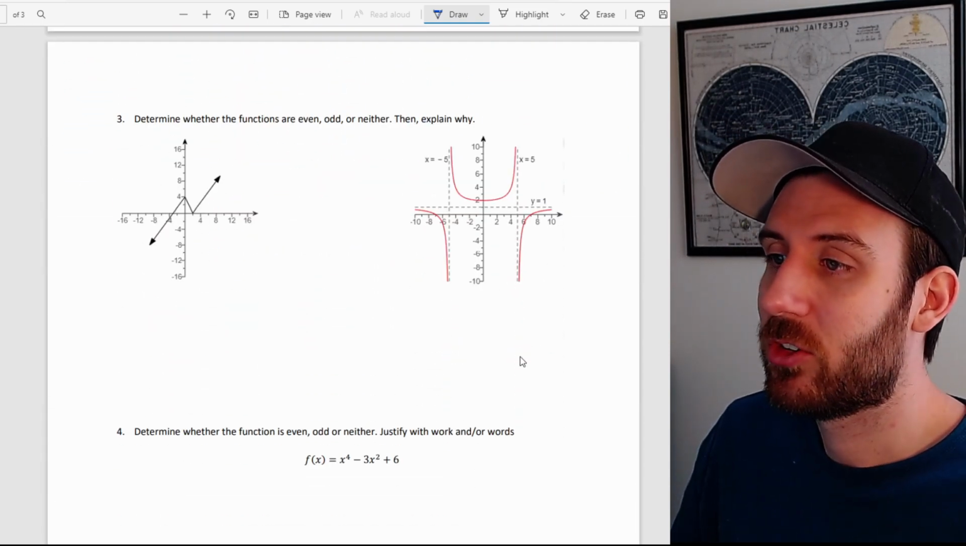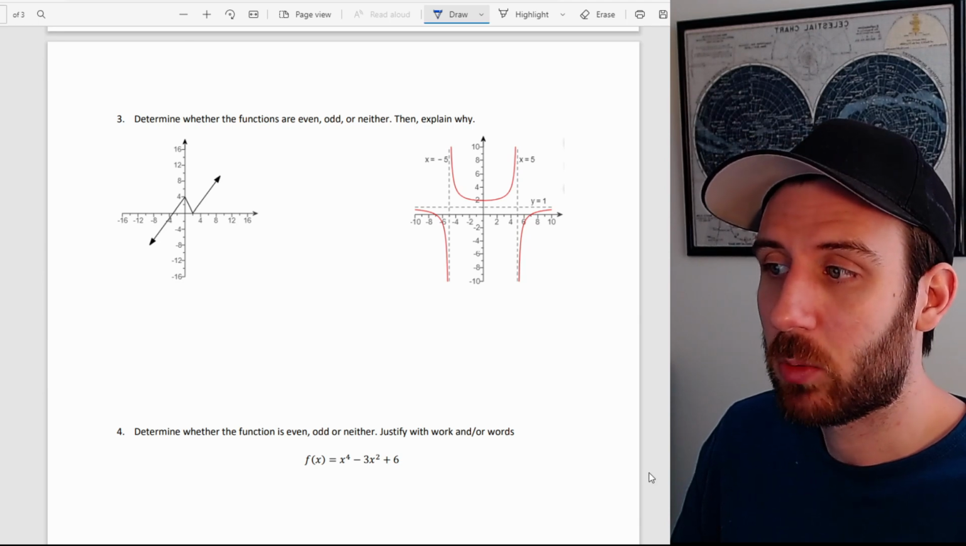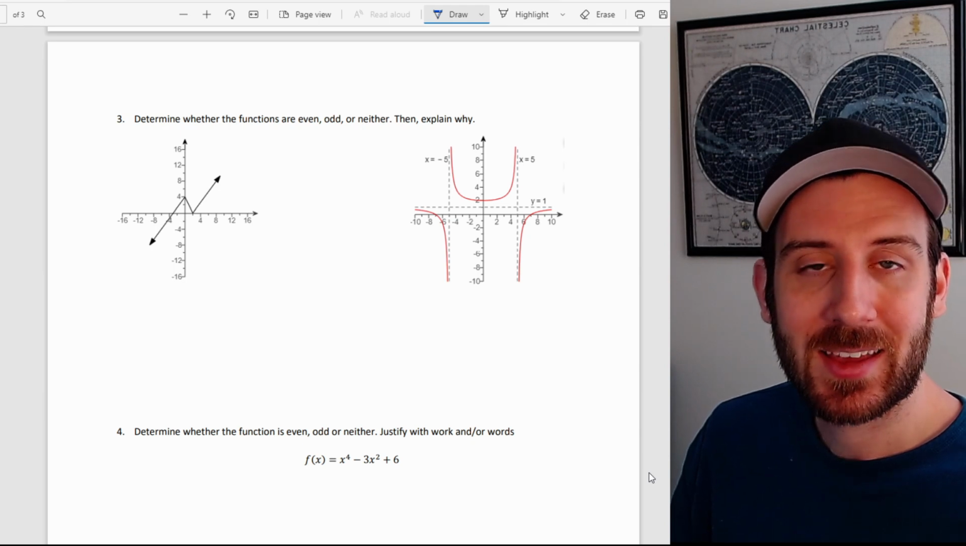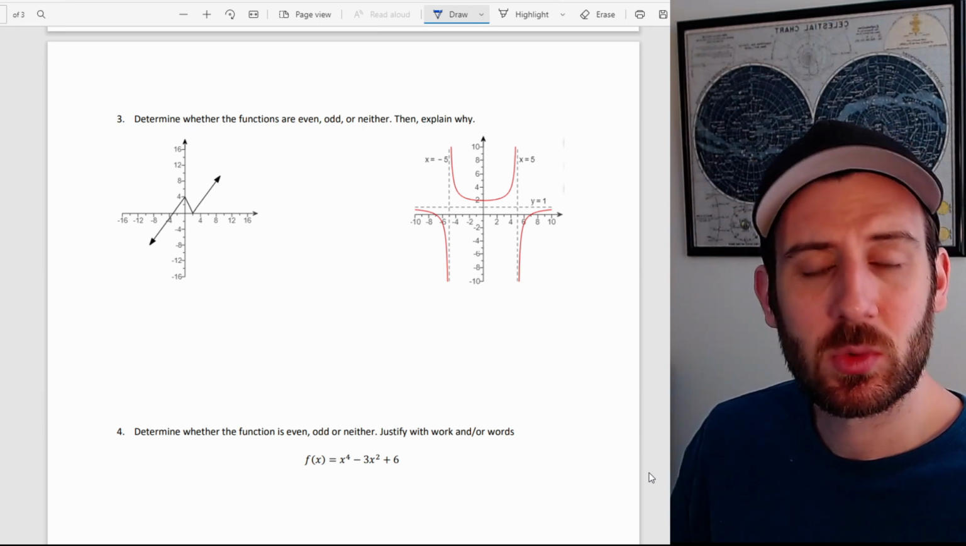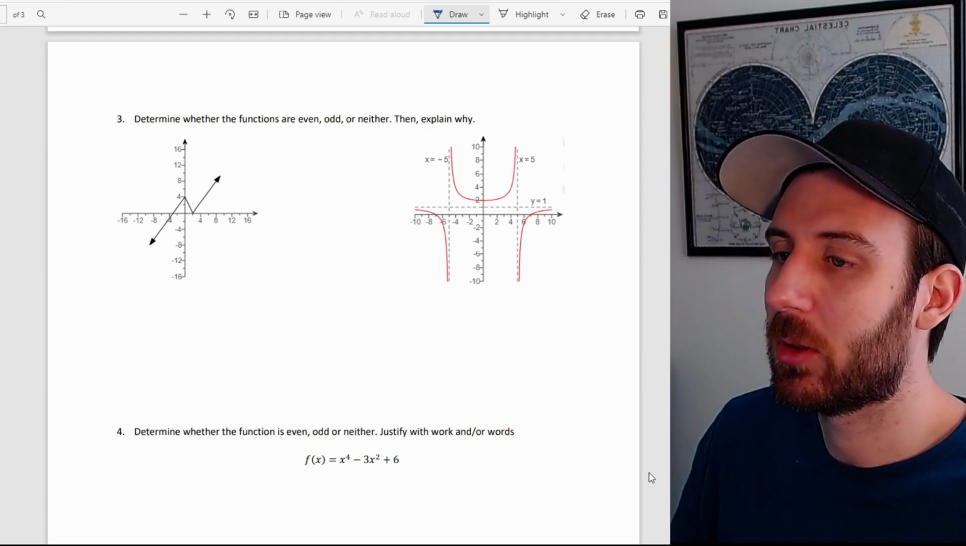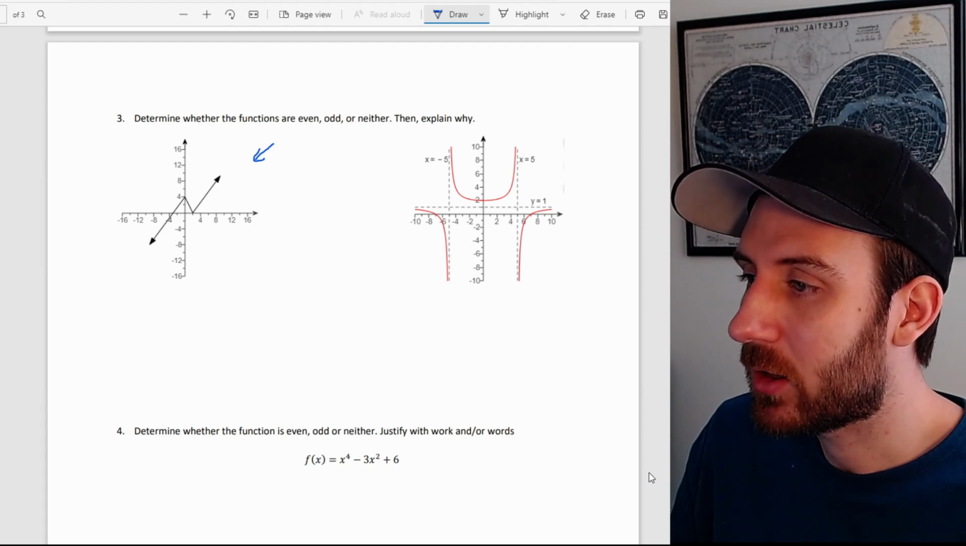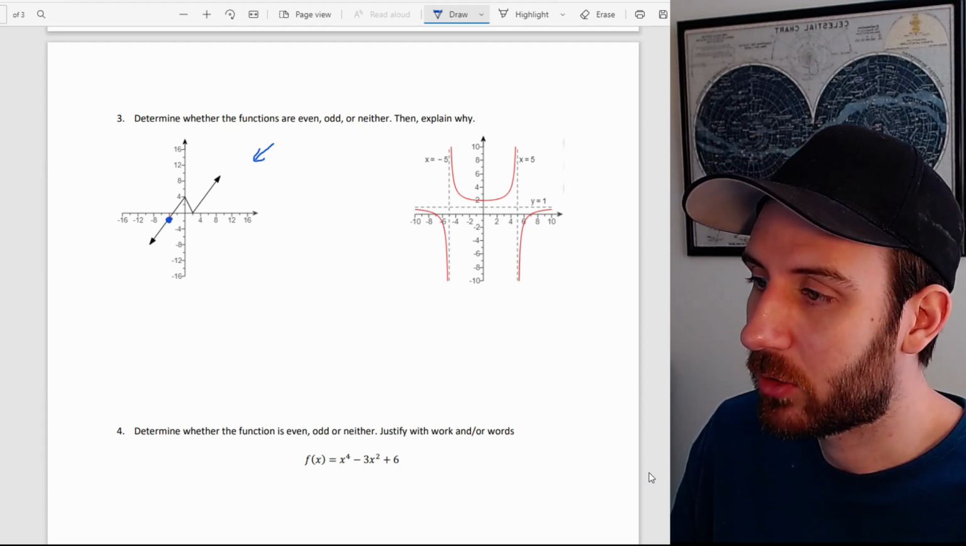Determine whether the functions are even, odd, or neither, and then explain why. Well, remember that even functions are whenever you can take a negative x value and get the same thing as a positive x value. It's because it resembles something like those U-shaped graphs we've been looking at. So for example, here, if I look at a negative x value like negative 4, it looks like I get a point on the graph right here.